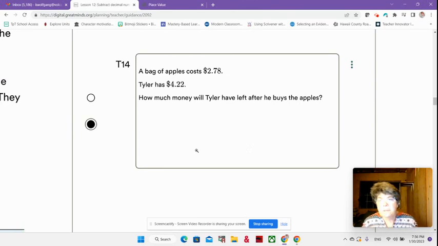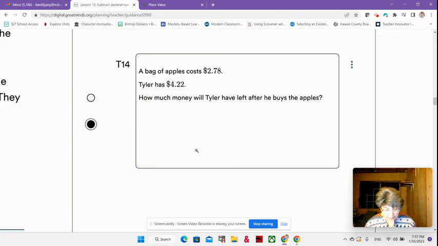Apples. A bag of apples costs $2.78. Tyler has $4.22. How much money will Tyler have left after he buys the apples? Here we have another subtraction problem. Now I want you to think again, how would you solve it? What would be your choice for subtraction now that we're using decimal numbers? Would you take from the next unit, relate addition to subtraction, use a standard algorithm, or use a place value chart? Which one would you like to do? We're going to see this problem again at the end of today's lesson.